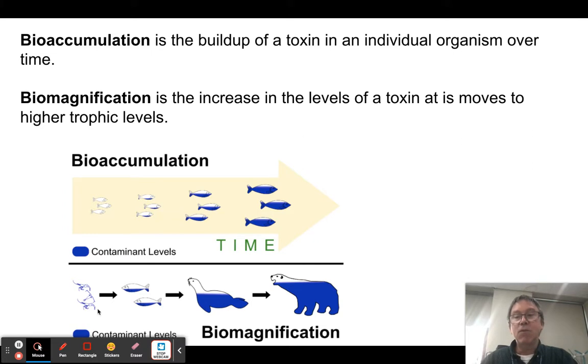Biomagnification means that as I go from one trophic level to the next, each successive trophic level is basically inheriting all of the toxins in all of the organisms that it ate. So you very quickly end up with an alarming level of toxins as you move up the food pyramid. And often the ones at the top, there are fewer of them, so they're more susceptible to extinction. So this is why we almost lost the bald eagle.